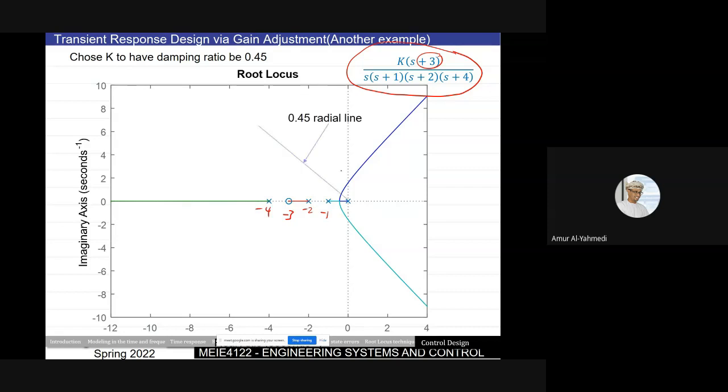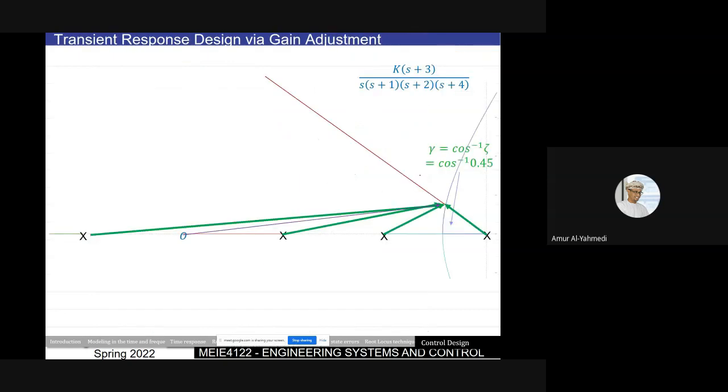And let's say that I want my point to be along this zeta. Zeta equals 0.45 along this line. So I want my S naught to be here. To have that, this angle is cosine inverse of 0.45. This is S naught. And now I need to make sure that the angles, when I add them up, they add up to 180.